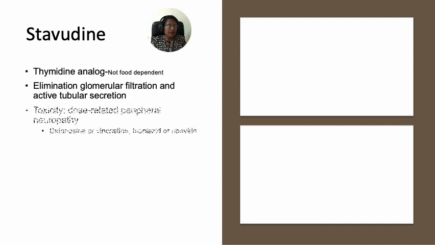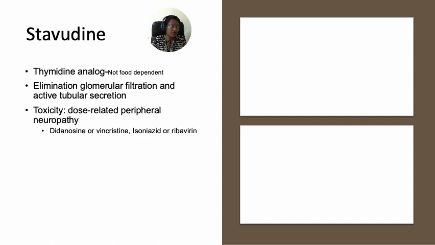Stavudine, the thymidine analog, is not food dependent. Serum half-life is about 1.1 hours, but the intracellular half-life goes up to about 3.5 hours. It is eliminated through glomerular filtration and tubular secretion.